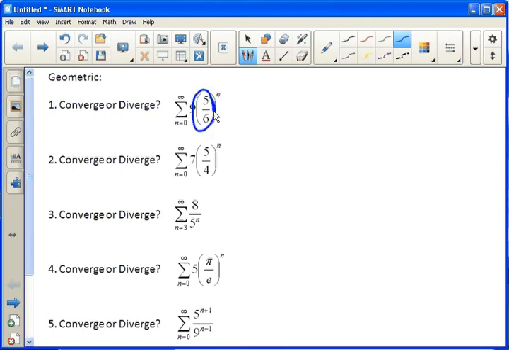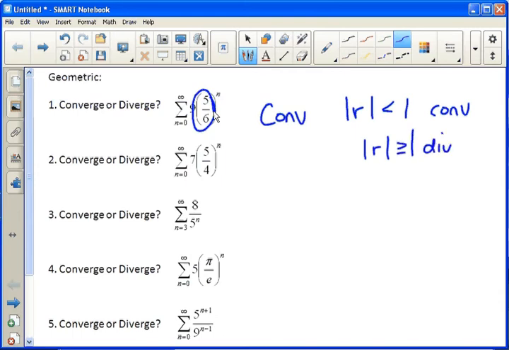So in this very first example, our r is 5/6. And since it's less than 1, this one converges. If the absolute value of r is less than 1, it converges. If it's greater than or equal to 1, it diverges. So I'll go and write that down. Absolute value of r less than 1, converges. Absolute value of r greater than or equal to 1, diverges. Okay, so if r is less than 1, converges. Greater than or equal to 1, diverges.